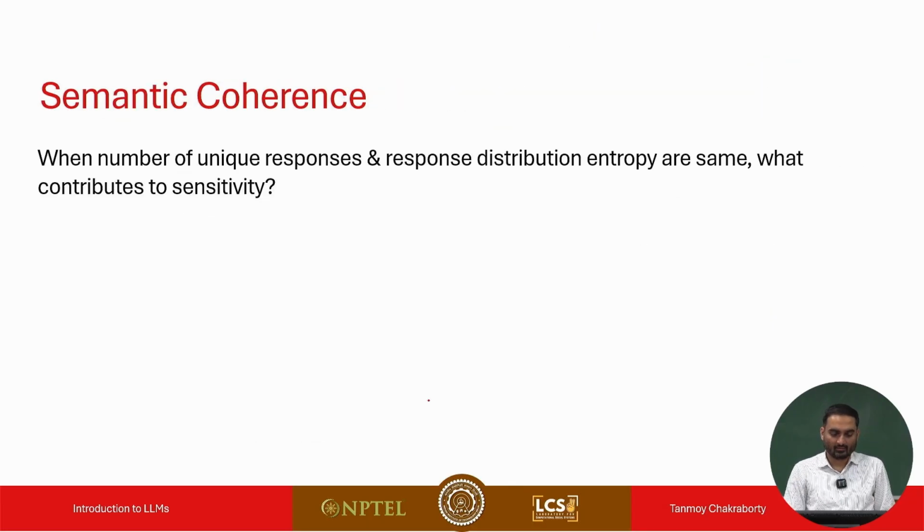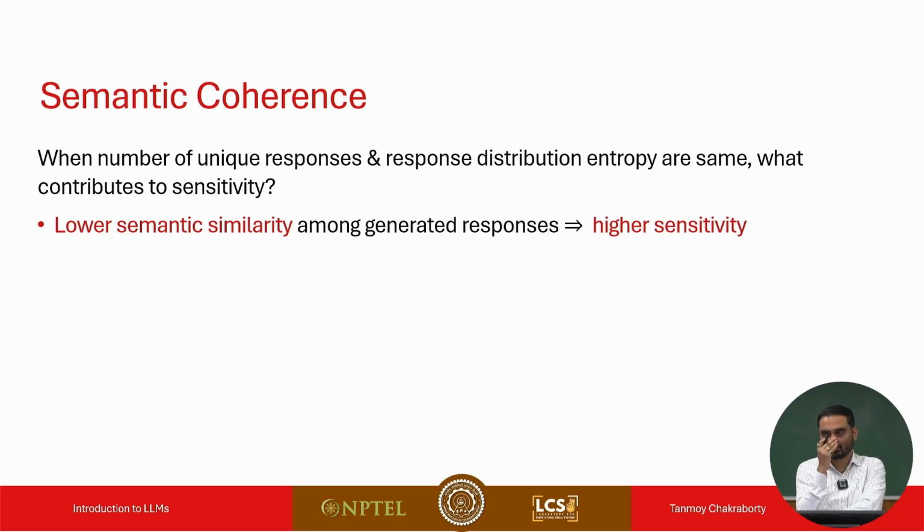Okay. Semantic coherence. I want the responses generated by the model to be coherent, semantically the same. If you look at the cosine similarity between the embeddings of the responses, it should be high. So the higher the semantic similarity between responses, the lower the sensitivity. The lower the semantic similarity, the higher the sensitivity. You want the semantic similarity to be higher in order to produce a robust model.